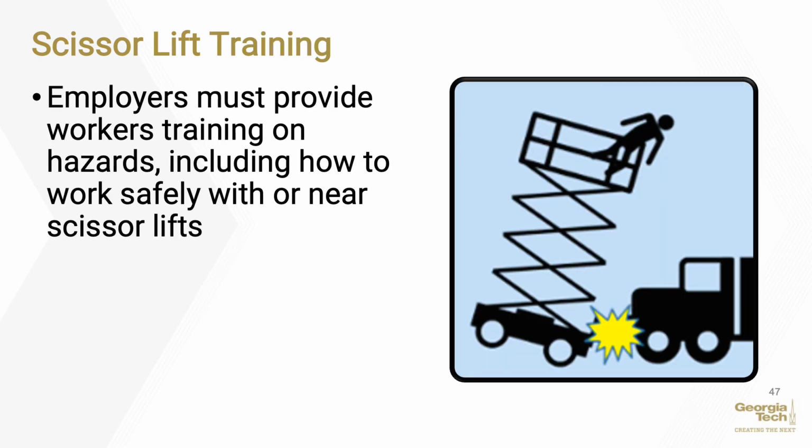Employers must provide workers training on hazards, including how to work safely with or near scissor lifts. Training must, at a minimum, include the correct procedures, the manufacturer's instructions for operating the scissor lift vertically and while in transit, how to handle materials on the scissor lift, including weight limits, and other worksite hazards workers may encounter when working on a scissor lift, like contact with electrical wires. Employers should also train workers in reporting any equipment defects or maintenance needs.